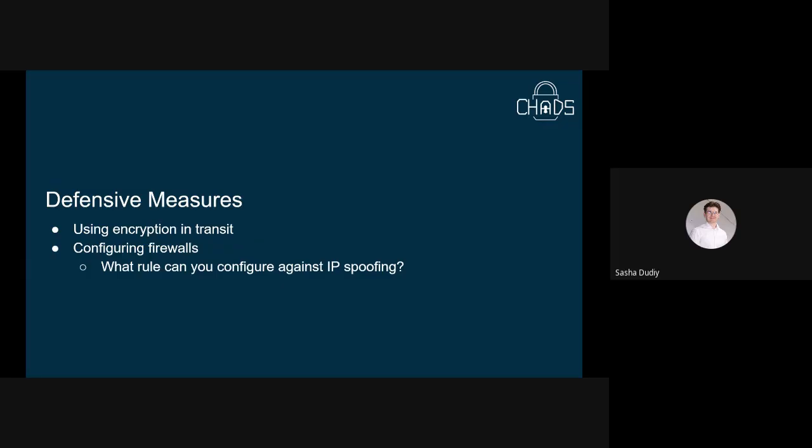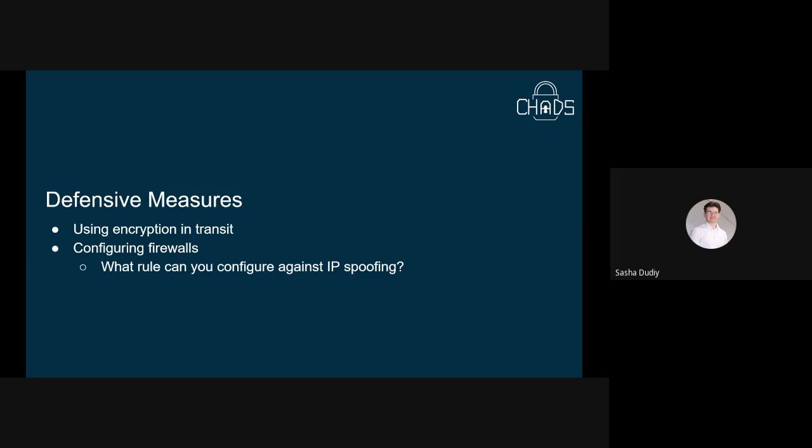So, defensive measures. First, using encryption in transit. This goes without saying: encryption should always be implemented in your data network transfers. And even now, if you try to set up a server, it is very difficult to set up one that is unencrypted in nature. And then also configuring firewalls.